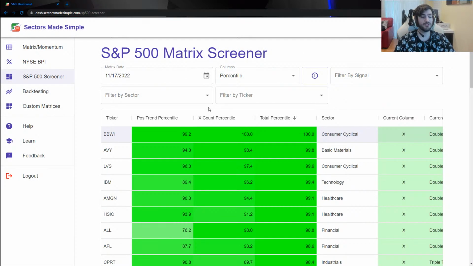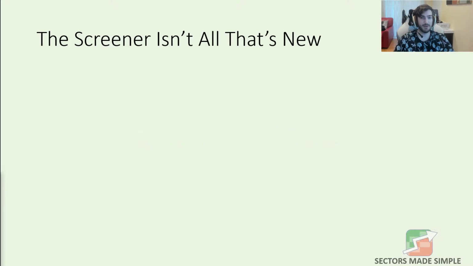Again, our goal was not to overwhelm you here. Our goal was not to put all of the information in one table and say, figure it out. It was to give you the information you want, and that's it, and give you the option to see different things. Now, this, again, is the majority of the S&P 500 screener. But that's not all that's new today.